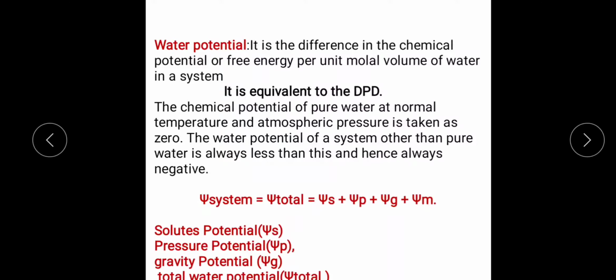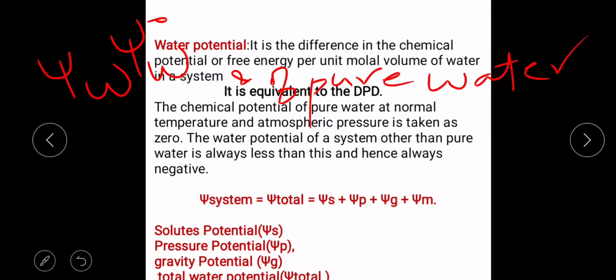and that of the pure water. So the water potential of the system we can represent as psi w, and the pure water we can represent by psi w not. So the difference between these two, of the chemical potential and the free energy per unit molar volume of water in a system and that of the pure water.